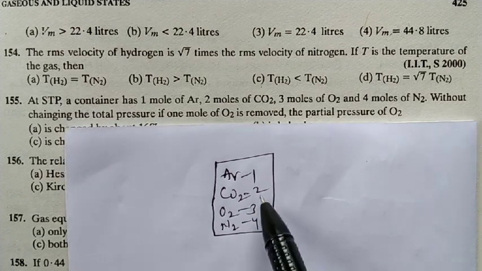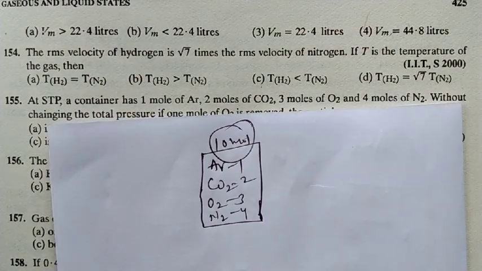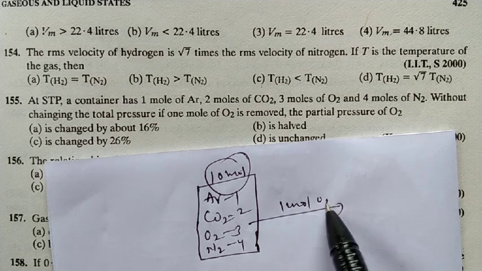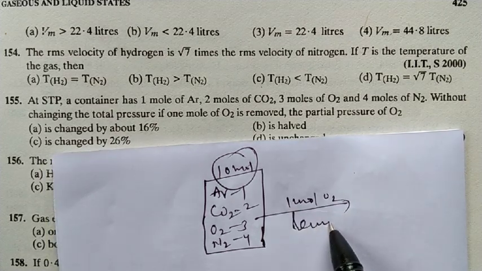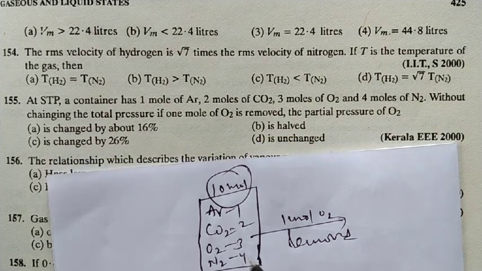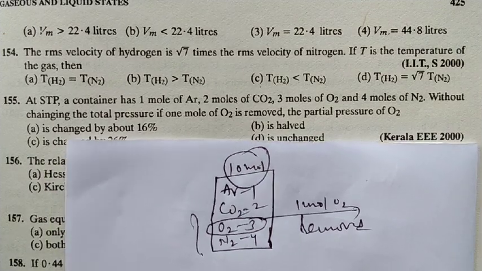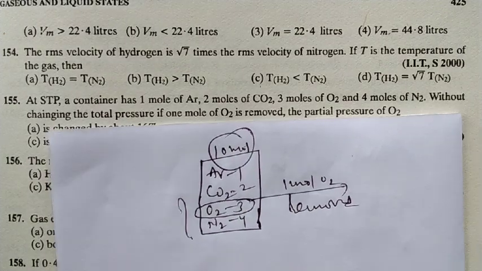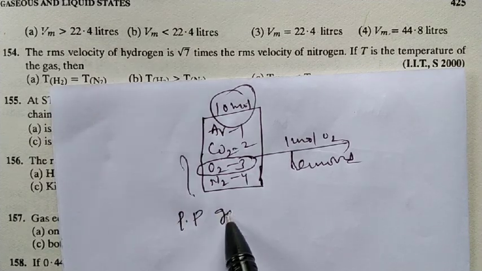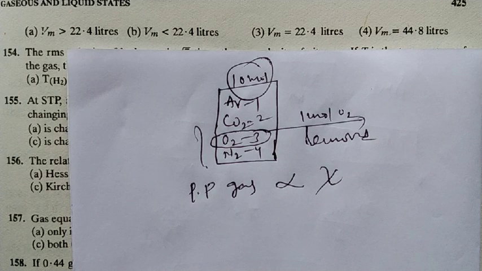Total how many? 7 plus 3, so 10 moles. From here, they said that 1 mole of O2 is removed. Is it okay? Then what did they ask? The partial pressure produced by this O2, how much? You know, each and every gas can produce its own partial pressure. The partial pressure of any gas is directly proportional to its mole fraction. This is the basic formula we know.